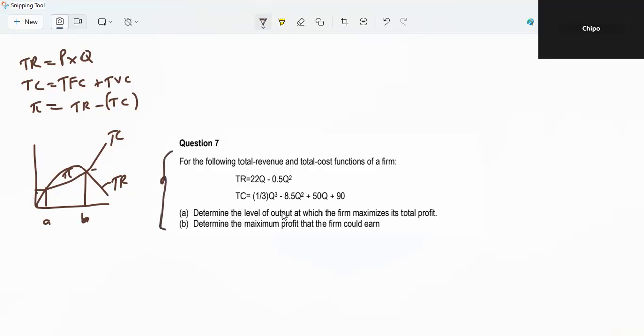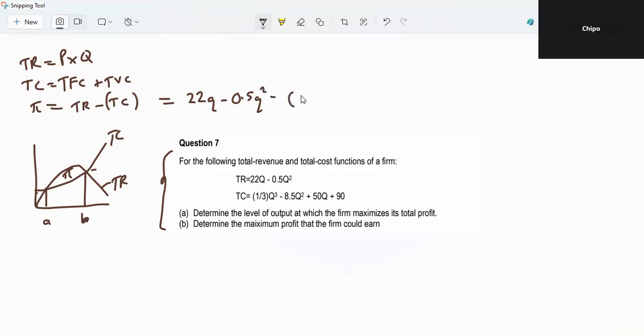So determine the level of output that maximizes profit. So we first need to understand the profit function. So profit is given by total revenue minus total cost. So what is our total revenue? We're given as 22Q minus 0.5 Q squared. And always remember to open brackets. That's why I've put them in brackets in the formula here.